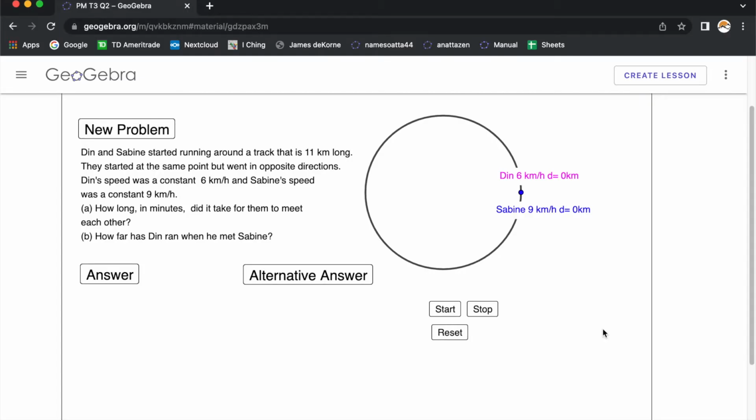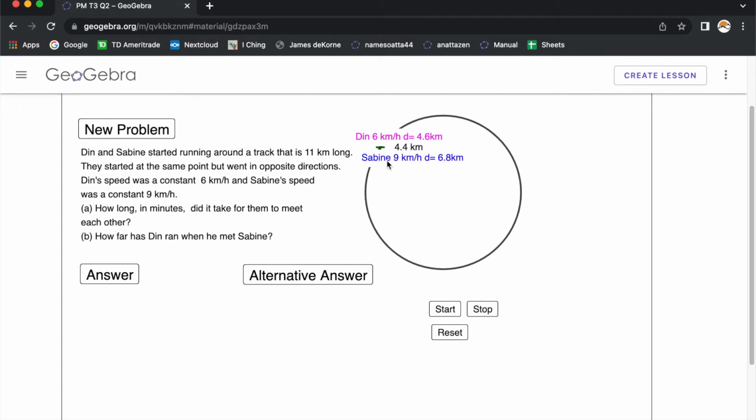But before we try to solve the problem, I would like to show a small animation of it. Alright, so let's take a look at this. Right, so that is where both of them meet. Dean is traveling at 6 km per hour, whereas Sabine is at 9 km per hour, or faster.